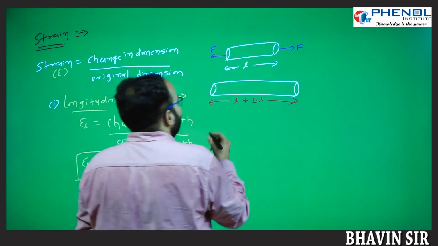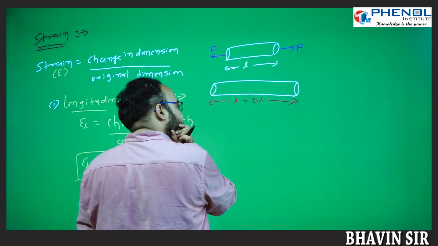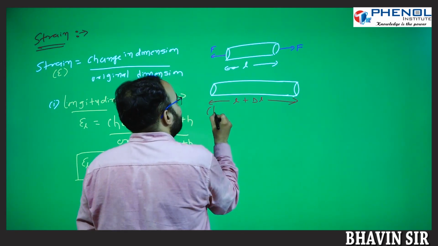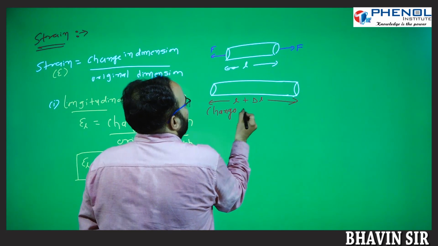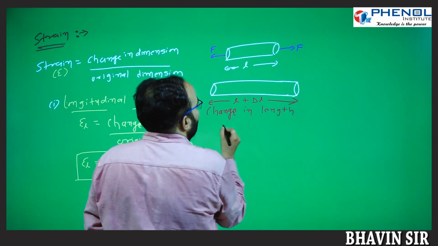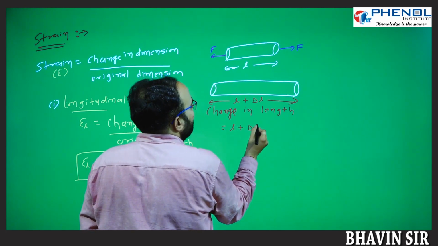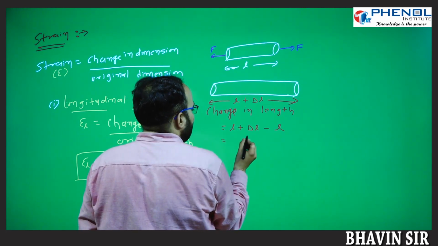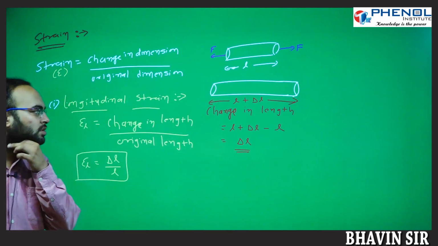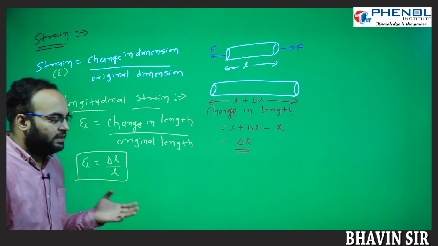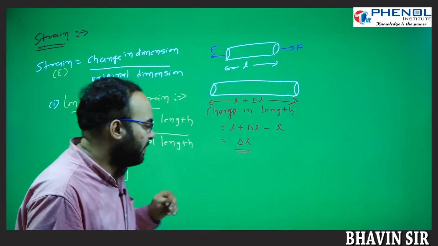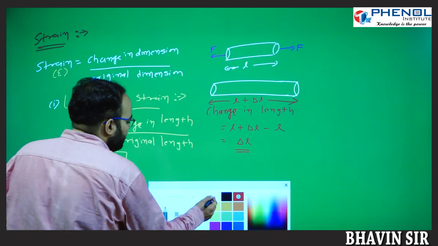Final minus initial after applying the force. What is its new length? L plus delta L. What is the old length? L. So what is the change in length? Delta L. So what is the longitudinal strain? Change in length by original length, which means delta L by L.